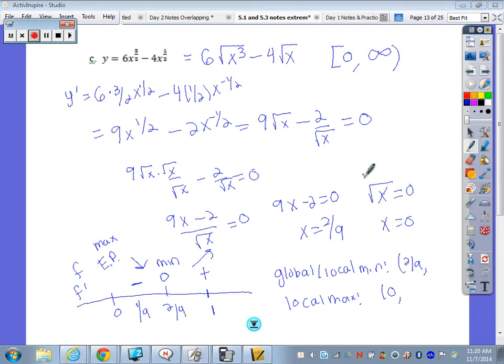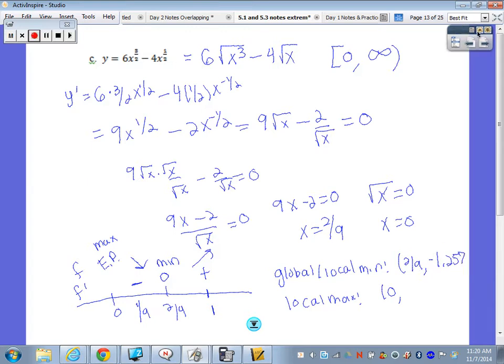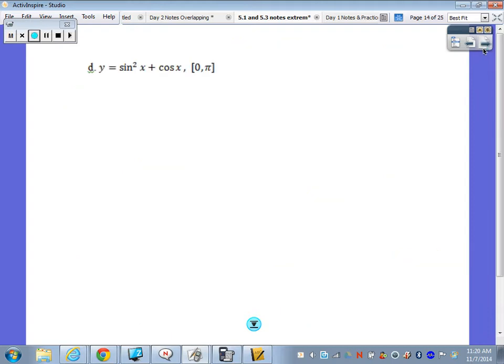And if you do that, you get negative 1.257. I'm going to make it accurate to 3 decimal places. And then the local max, if I plug 0 into here, I get 0. And then again, absolute max, there is none because this function is going up forever to infinity. So that's just an example of when it's undefined and you have to find where the denominator is 0 as well. So I want you to try this one.